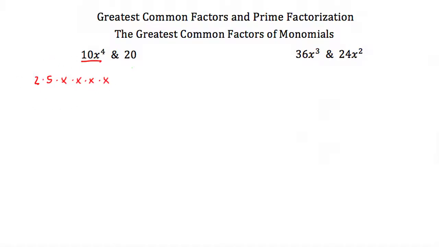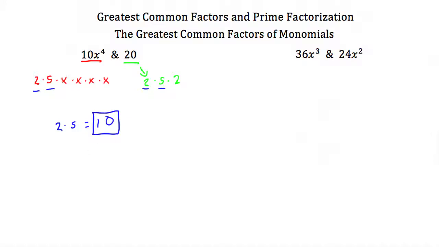And my factors of 20, well, I can get that from 2 times 5 times 2, because 2 times 5 would be 10, and times 2 again would be 20. So these are my prime factors of 20. Now what do we have in common here? We have a 2 and a 5, and a 2 and a 5. But that's all that's in common with these two numbers. So our greatest common factor with these two numbers would be 2 times 5, or 10. So my greatest common factor between 10x to the fourth and 20 is 10.